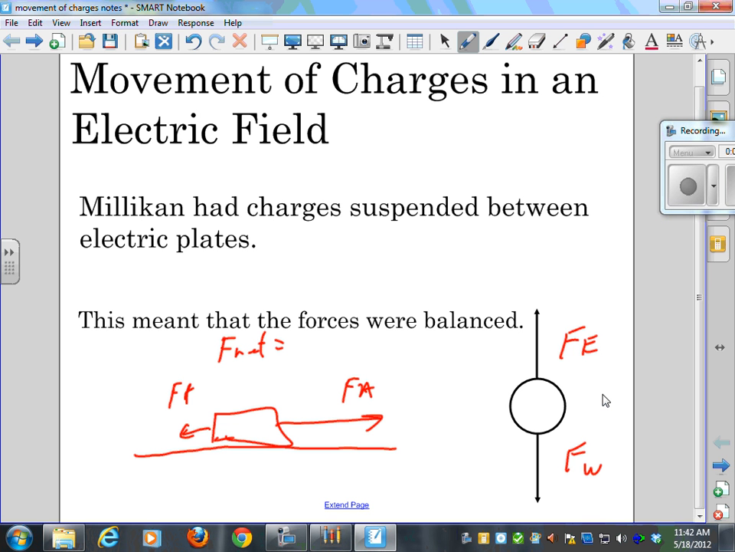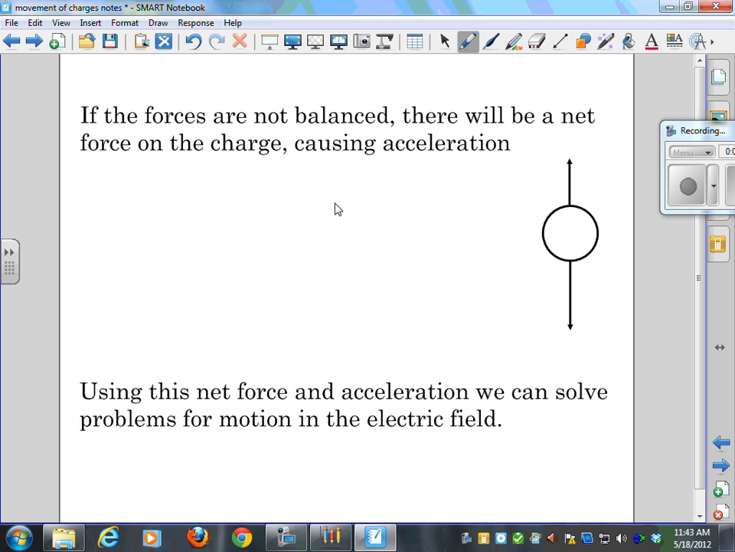Zero. Okay? When they're not balanced, then there is a net force, and when there's a net force, that means there has to be a word starting with A. Acceleration. So that is sort of the topic of the day. Okay? So that's what I'm saying here.